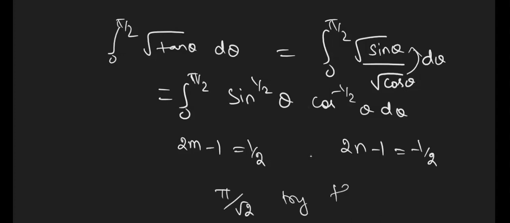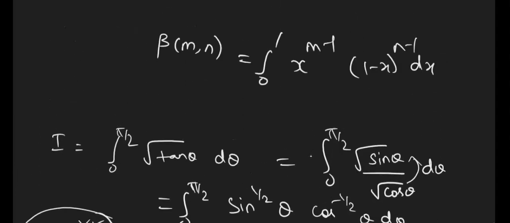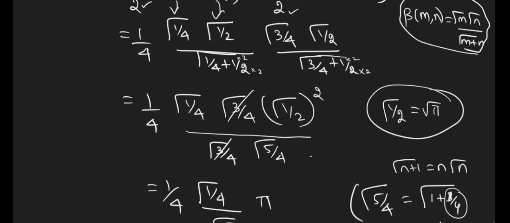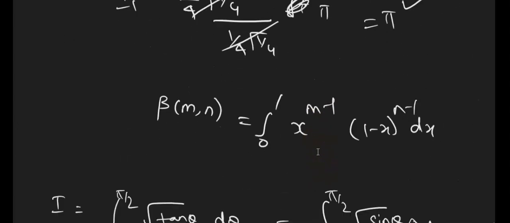Try this with the same format. And your question I is nothing but beta of m comma n by 2. Just you have to find what is m, what is n, substitute, use the same formula, that is the relationship between beta of m comma n, and you will get the desired result.